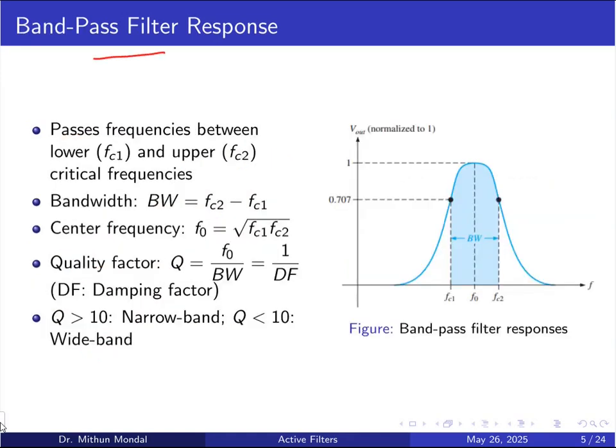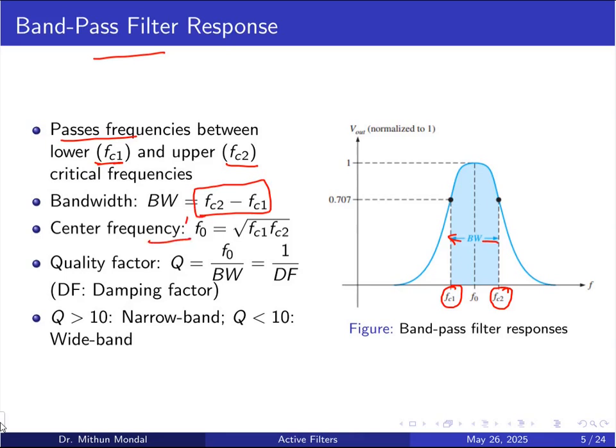Band pass filter: we are interested in passing the frequencies between two critical frequencies, the lower critical frequency FC1 and the higher critical frequency FC2. So here we have the low critical frequency and this is the high critical frequency. Our bandwidth is basically the higher critical frequency minus the lower critical frequency.